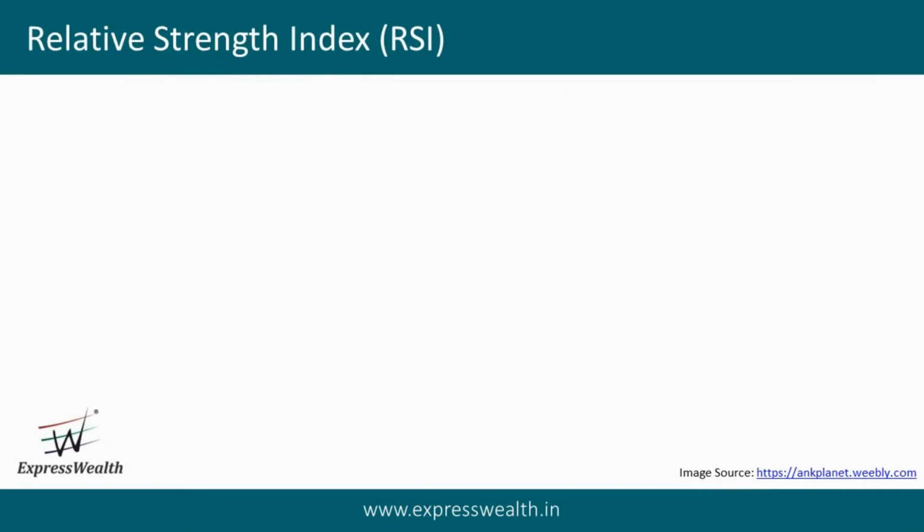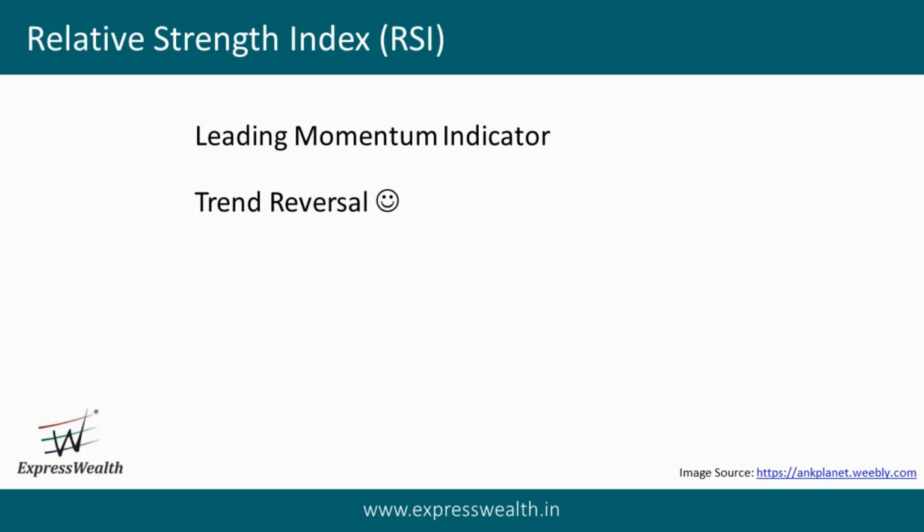Relative Strength Index, or RSI in short, is one of the most popular indicators used by stock market traders all over the world. RSI is a leading momentum indicator. That means it tells you about an event which is likely to occur in the near future. So in stock market, what is the event that we wish we know in advance? Trend reversal, isn't it? It's our dream to know when the trend of a stock price changes from downtrend to uptrend and vice versa. RSI helps us in identifying a trend reversal.